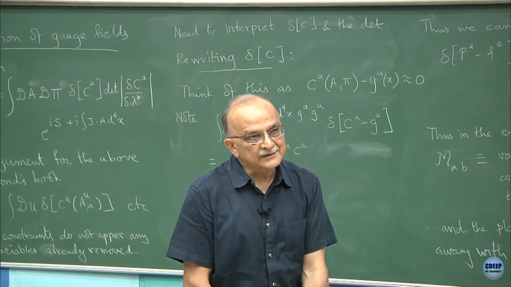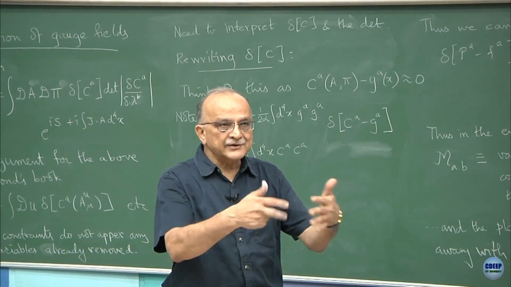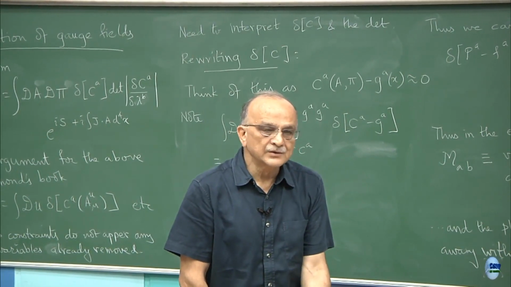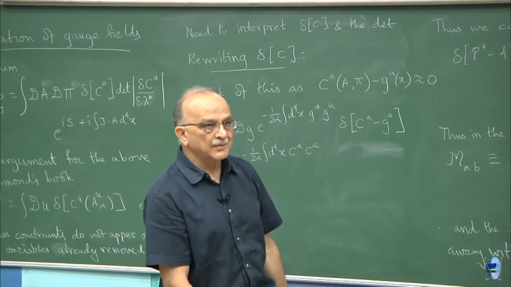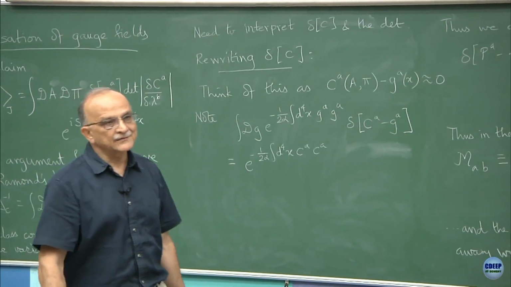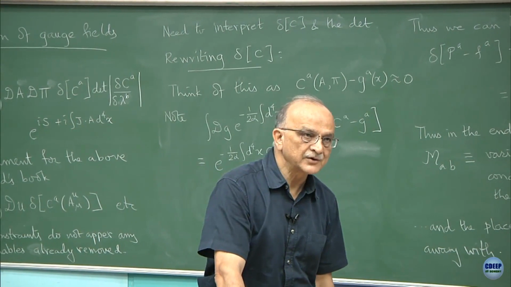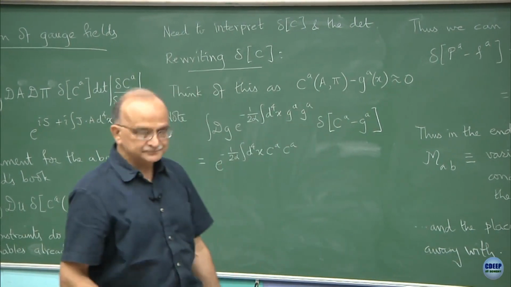It is a gauge choice, but it is so trivial that you can throw it away together. It is no longer required in gamma. So the C_A gamma_A language you take to apply only to the first class constraints, which cannot be trivially removed.